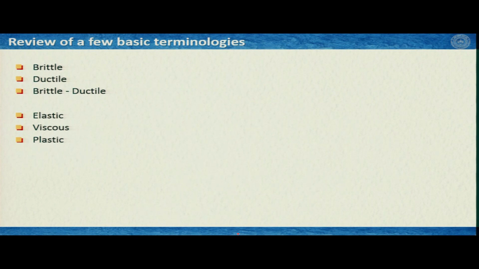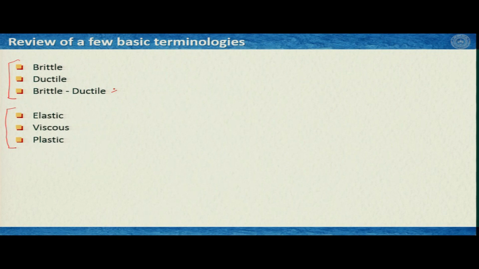We have two pairs of terminologies with three terms in each group. The first group consists of brittle, ductile and brittle ductile, and the second group consists of elastic, viscous and plastic. Now, you are already familiar with these terms, maybe not with brittle ductile.